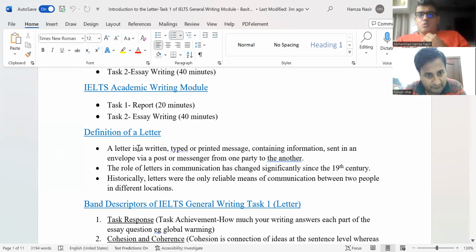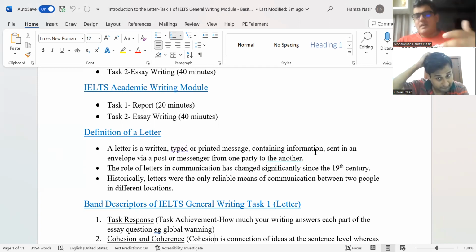So a letter is a written, typed, or printed message containing information that is sent in an envelope via a post or messenger from one party to the other. Okay. In the old days, before telephones came, before mobiles came, before other communication devices and outlets like emails popped into existence, right? Basically, you had these traditional means, okay, khat and so on.